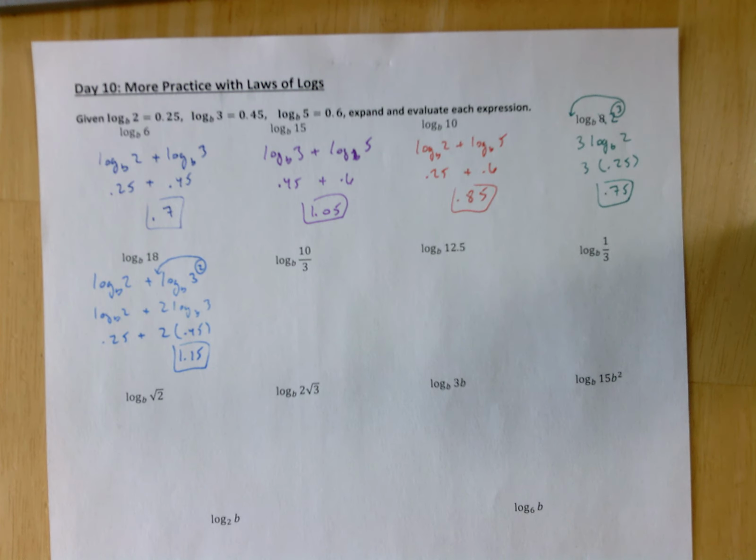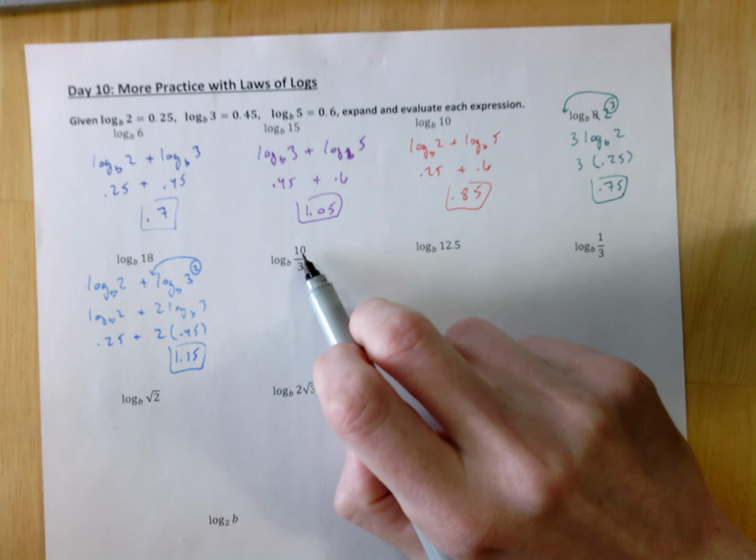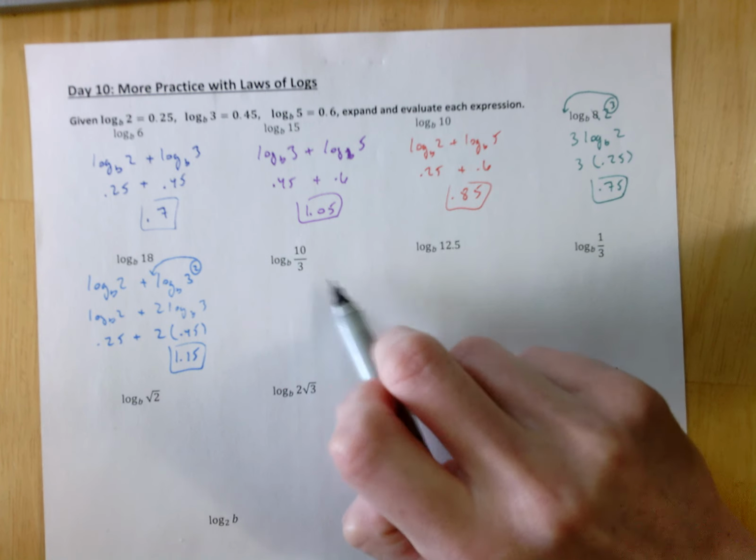Get to practice your decimals if you haven't done that in a while. All right, this guy, so 10 divided by 3. So the 10 is 2 times 5, and then we're dividing by 3. Remember, division is going to be subtraction instead of addition.